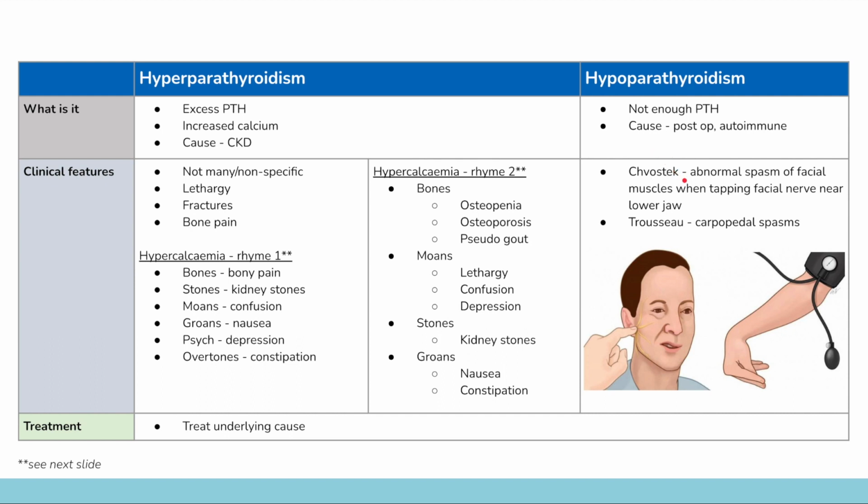Some key tests: Chvostek sign, where there's an abnormal spasm of the facial muscles when you tap over the facial nerve near the lower jaw, and Trousseau sign, which occurs when you take blood pressure.